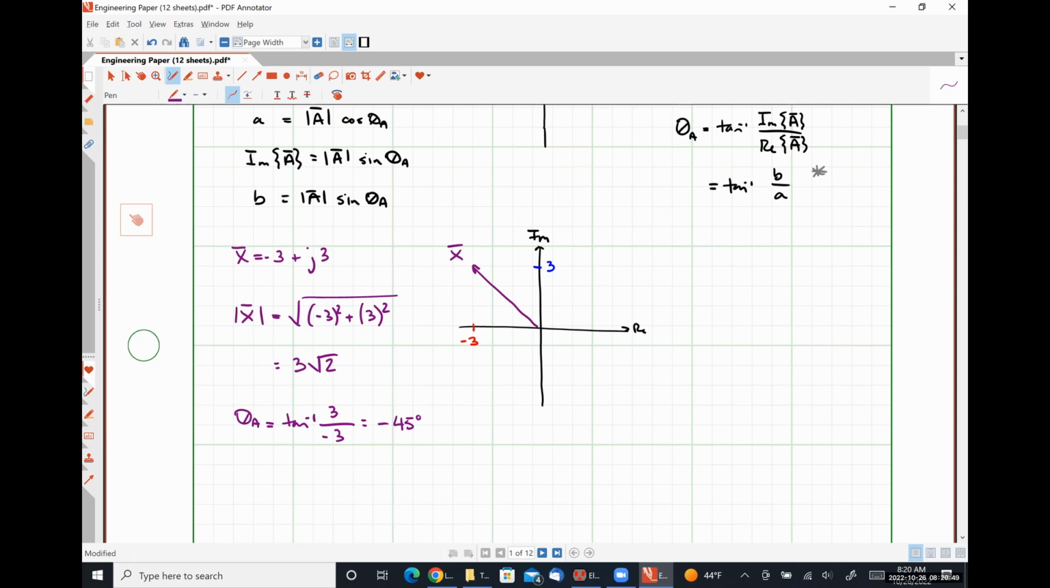So I'm going to scroll down to option 4, press enter, and I get 4.2426, which is 3 times the square root of 2, angle positive 135 degrees, which is exactly what it looks like we should be getting, okay?